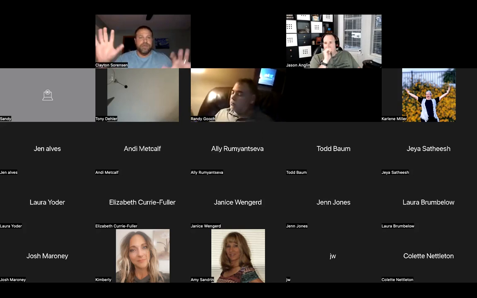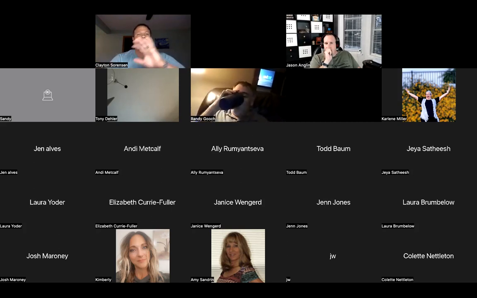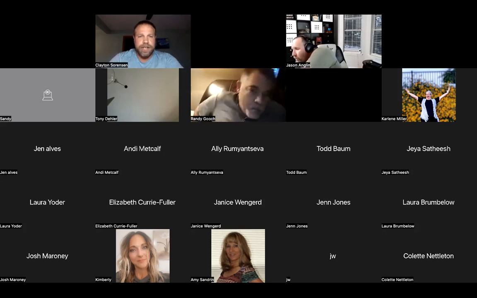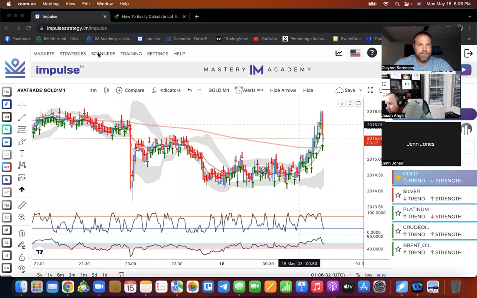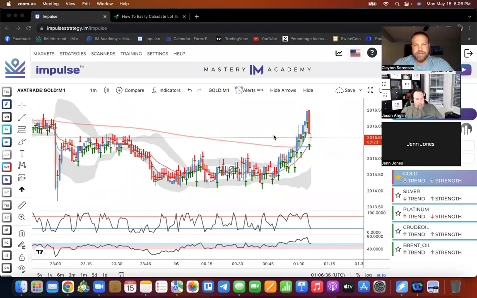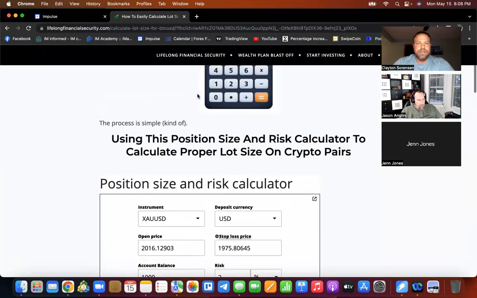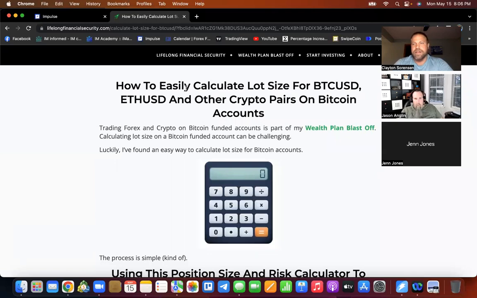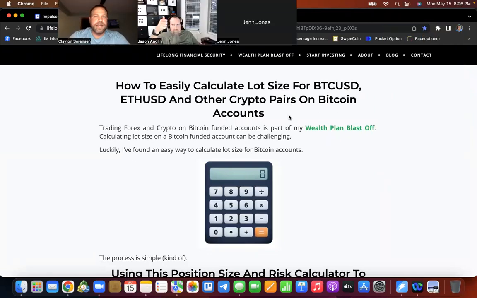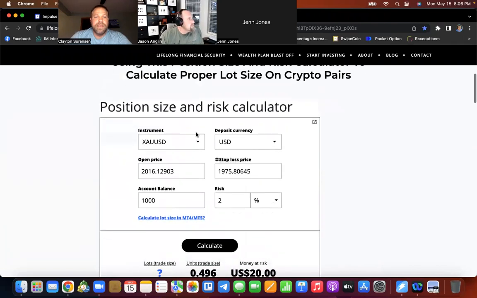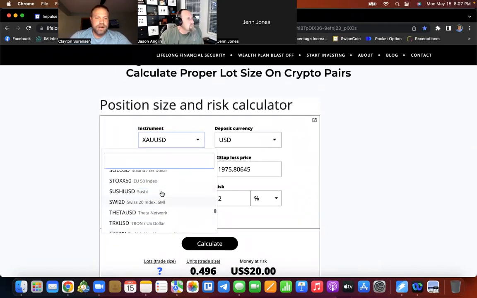First of all, it doesn't matter whatever size your account is. This works for any account. So I'm going to share my screen. Obviously I'm on gold, but I use this lot size calculator up here. And I think Mr. Jason has put it in the chat numerous times. This is the one I still use, and it works great for what I'm doing.